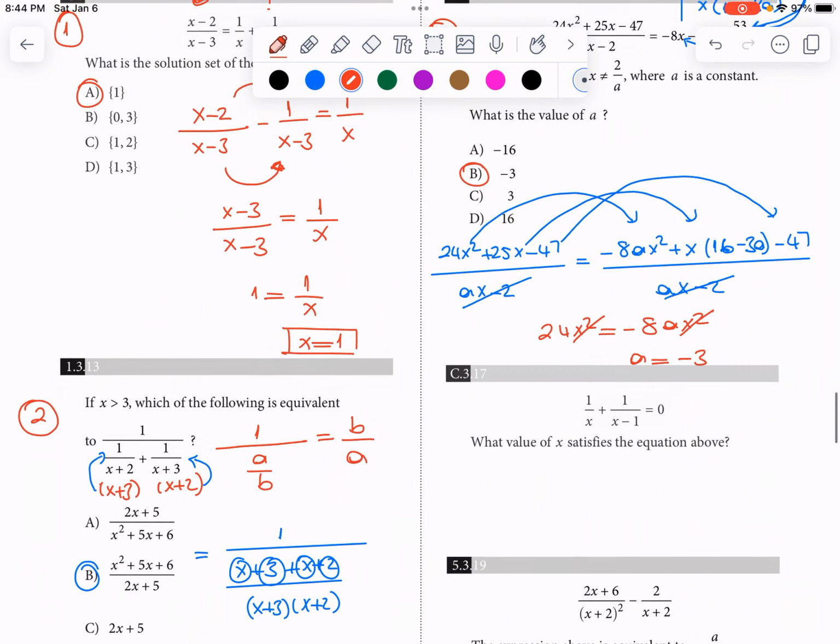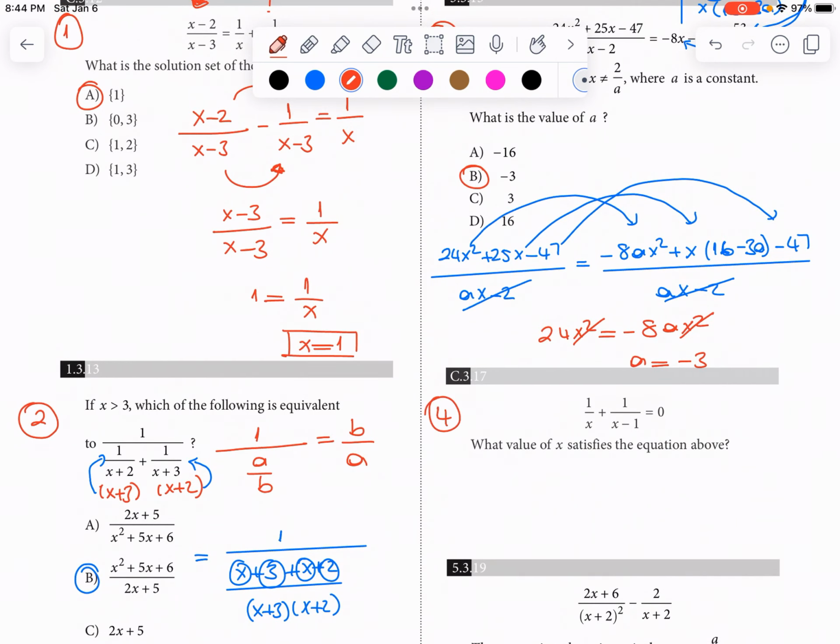Next question, question 4. Okay, so we have 1/x + 1/(x - 1) is equal to 0. What value of x satisfies the equation above? Okay, we multiply the first fraction by x - 1, and the second fraction by x, so (x - 1) plus x times 1, divided by x times (x - 1) is equal to 0.